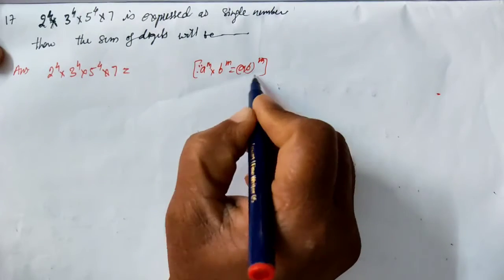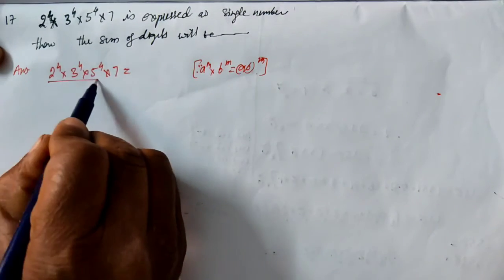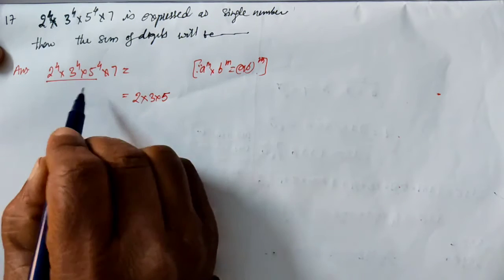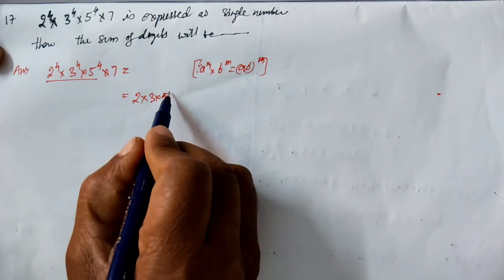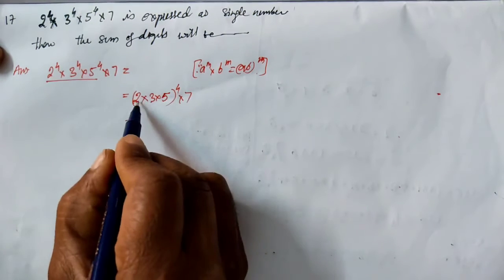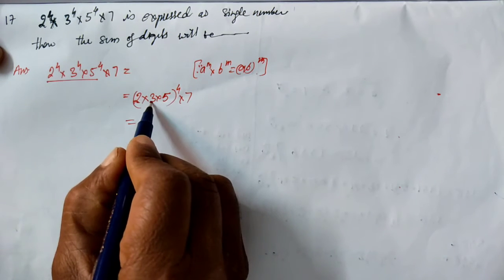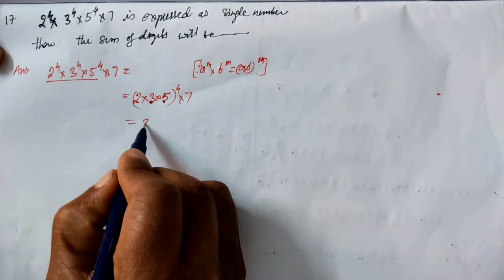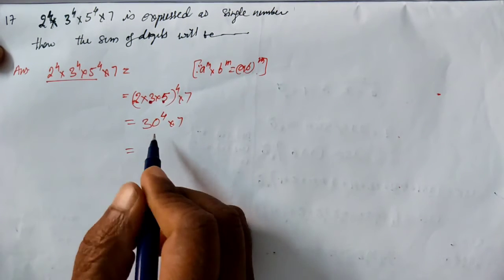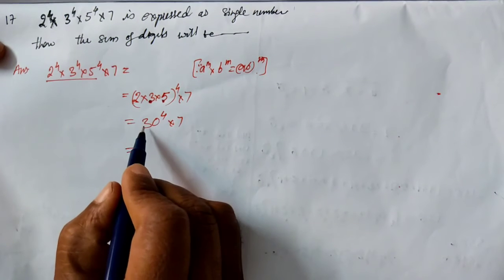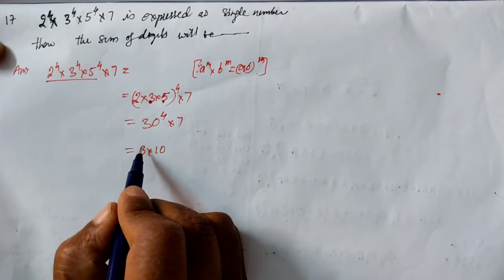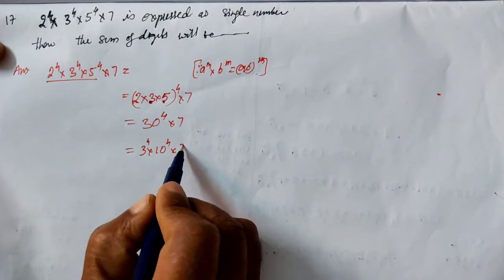Okay, so with the help of this formula we can write this as 2 into 3 into 2 into 2 into 3 into 5 to the power of 4 into 7. So 2 2s are 4, 3 2s are 6, 5 is 30, 30 to the power of 4 into 7. Now this is 3 into 10 to the power of 4 into 7.